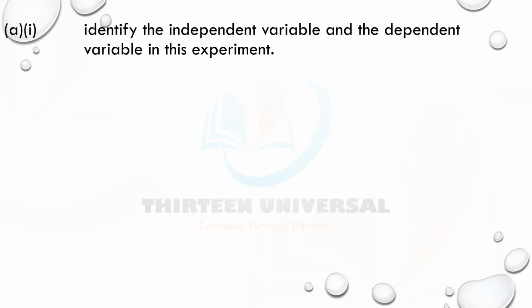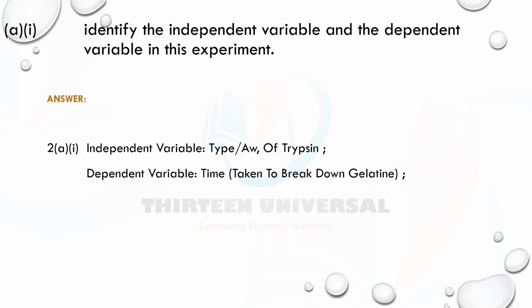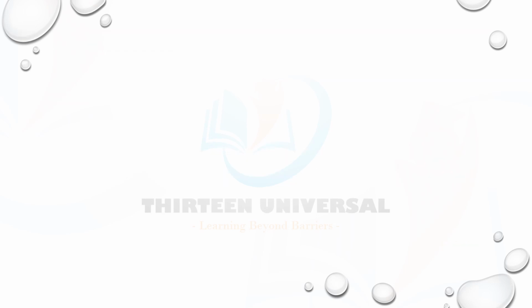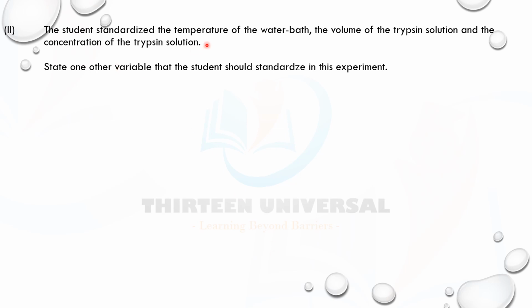Identify the independent variable and dependent variable in this experiment. What are we changing here? Trypsin from Atlantic salmon fish, trypsin from the pig. So the type of trypsin is the independent variable. The dependent variable is what we are measuring: the activity of that trypsin. How do we measure it? The time taken to break down the gelatin cube. Let's go to the next question. The student standardized the temperature of the water bath and the volume of trypsin. So these were standardized, the same.